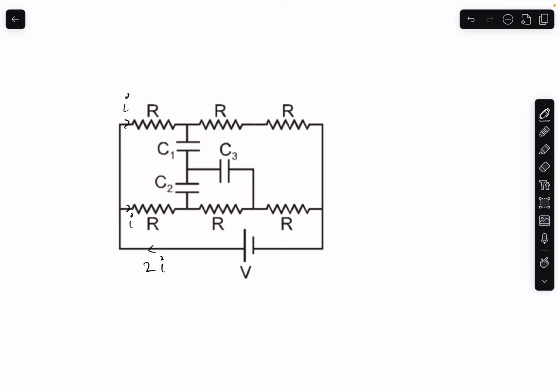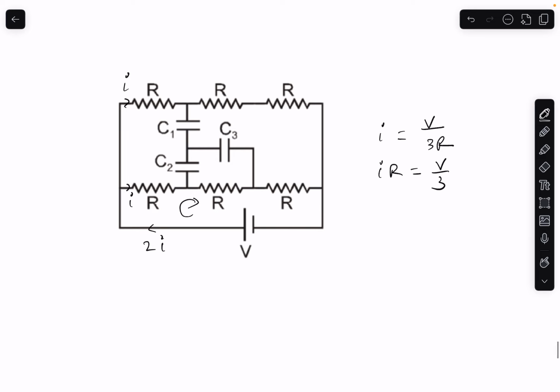So we can easily calculate I. Either you can apply Kirchhoff's law in the upper loop, the largest loop, or in the lower loop also you can apply and solve. So if I apply Kirchhoff's law in this loop, I can directly get I equal to V by 3R. So from here I can write the value of IR, which will be the potential drop across any of the resistors. This will be V by 3.